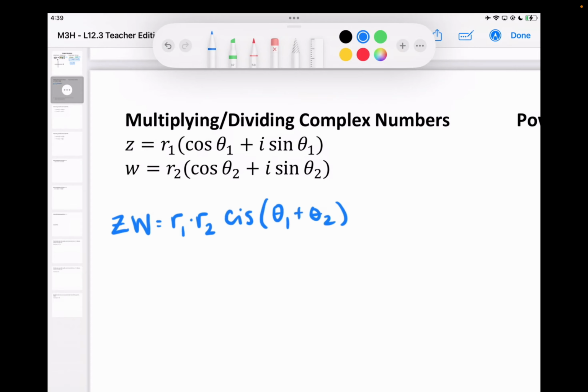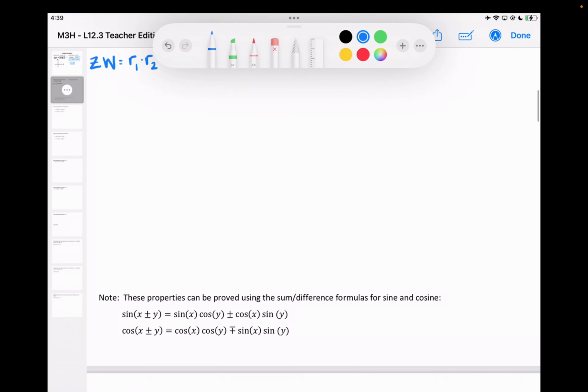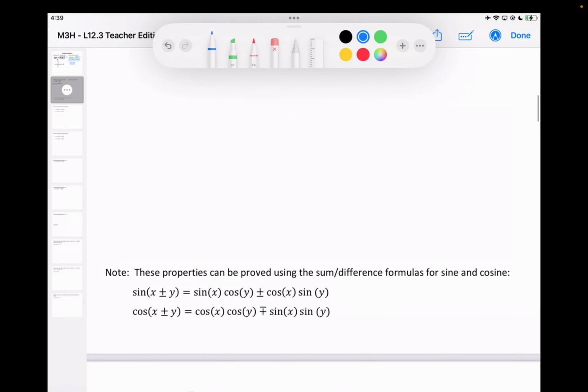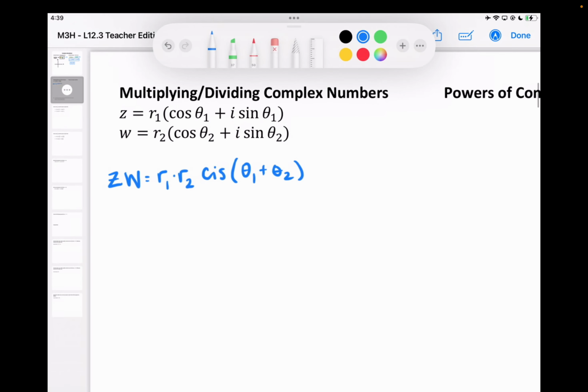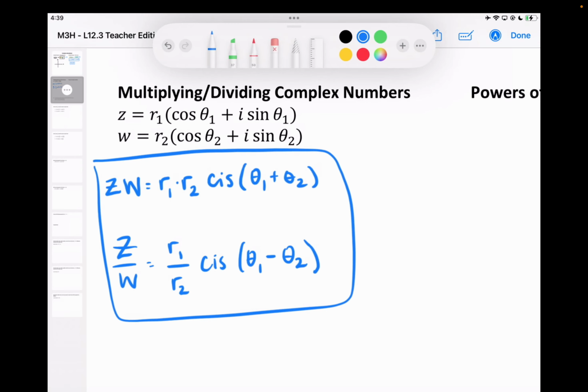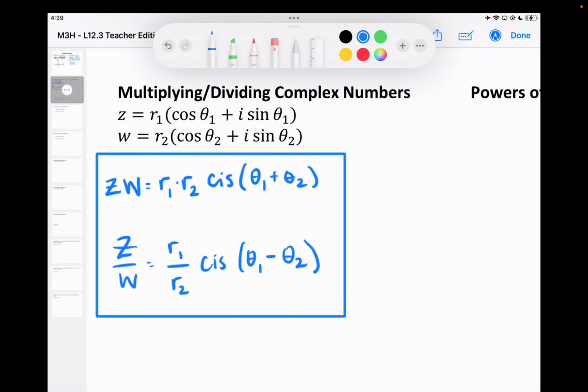Now, for those who might be curious as to why this works, I make a little note down here. You can prove these properties using sum or difference formulas for sine and cosine. So if you want to explore a little bit, that's how these properties come to be. Now, dividing is really similar. You're going to divide the radius lengths, and then instead of adding the angles, you subtract the angles. And those are kind of your two main operations that we do. Now I'm going to talk about one other operation in a second.